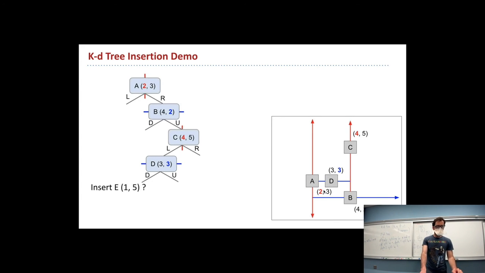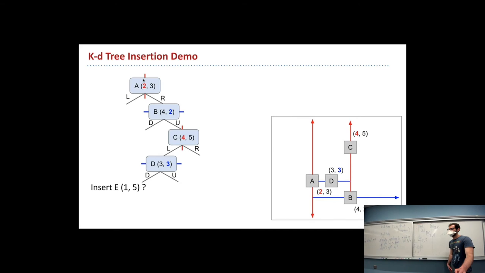Looking at a couple more examples, if we insert E with 1 and 5, any predictions of where that one will go? Rowan? Above C, or like up compared to D. Down here? Yes. So how do we get there from A?